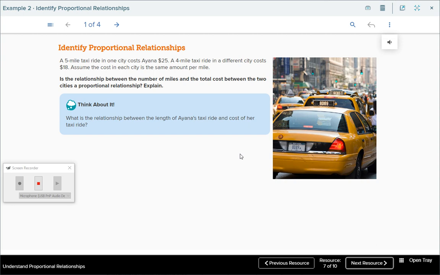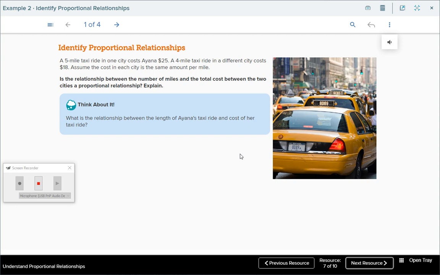What do we know about that 5 mile taxi ride? How much did it cost her? $25. Okay. So let's start with putting this into ratio form. 5 miles, how much? $25. Okay. Is this an example of a rate? Yes. Why? Because these are different units, aren't they? This is distance. What is this? It's dollars, or money. Okay. So this is an example of a rate. Continue, Brooklyn.